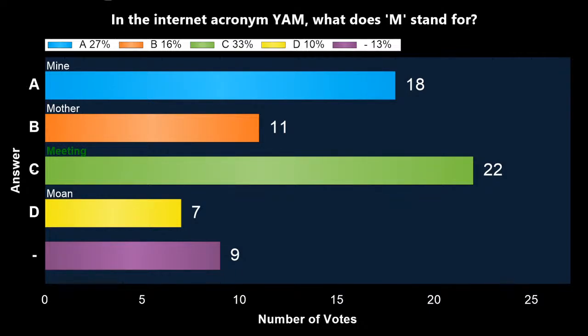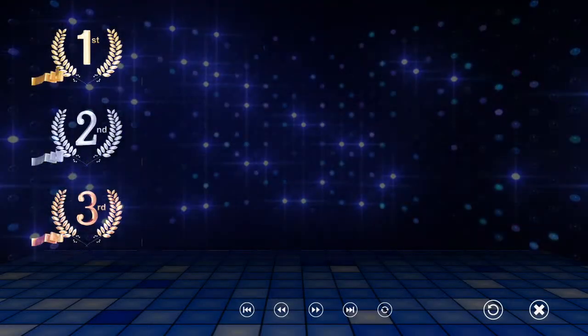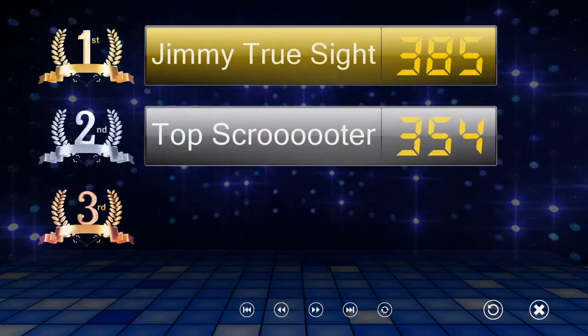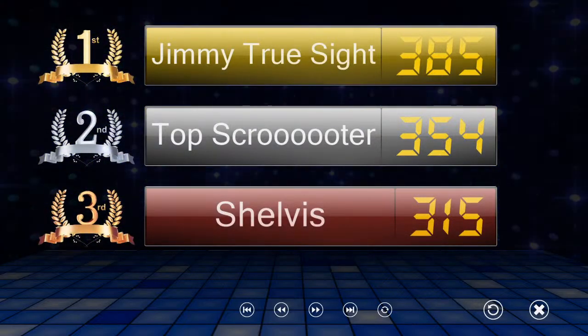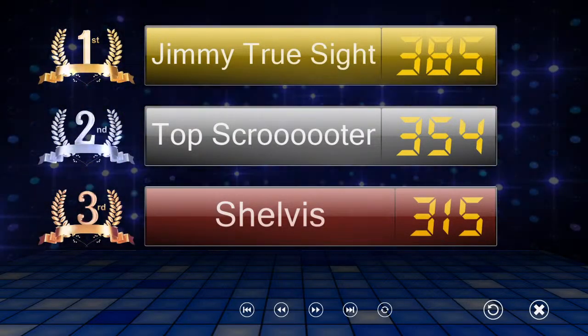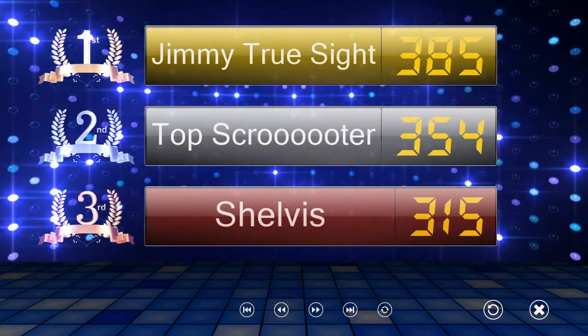So now it's the time to take a look at the final leaderboard. Jimmy was leading from fairly early on, so he managed to hang on. Let's take a look first at the top 3. So who's in first place? Jimmy Truesight wins with 385, Top Screwter 354, and then Shelvis in third place with 315. So congratulations to Jimmy Truesight.